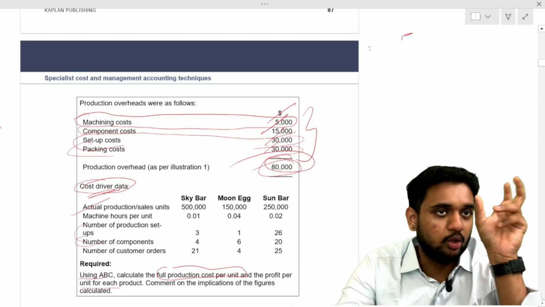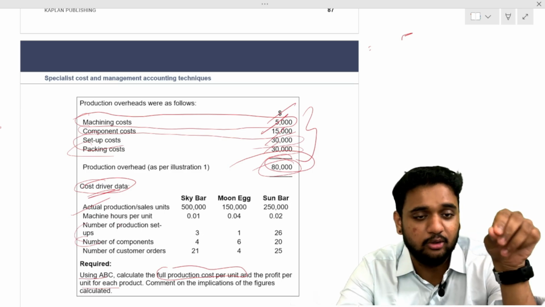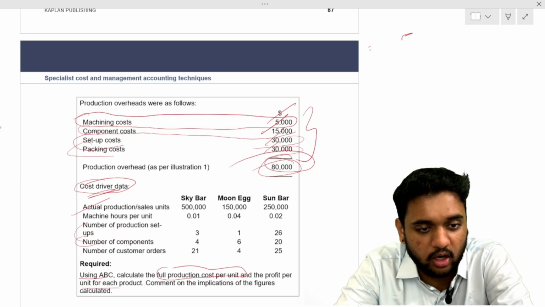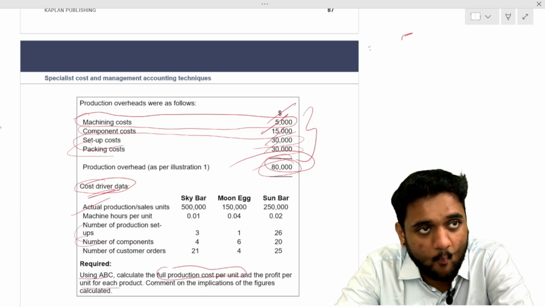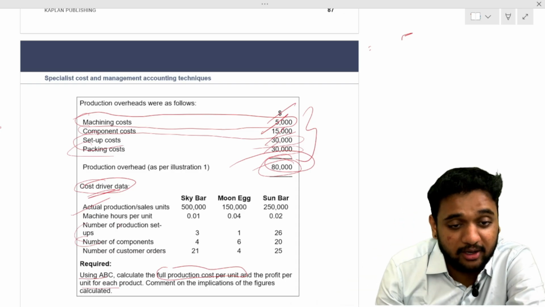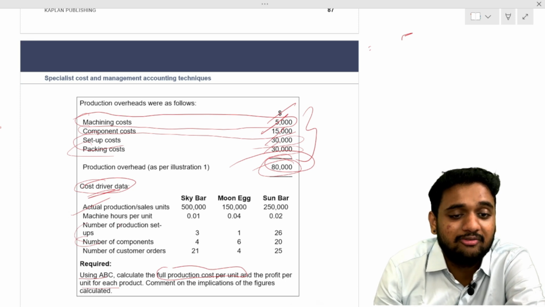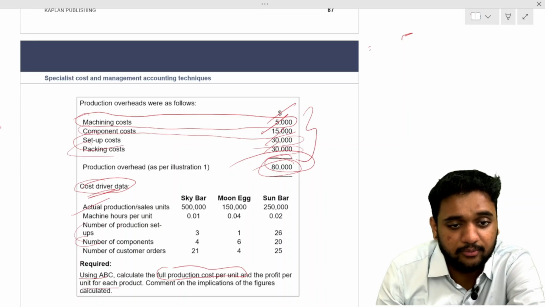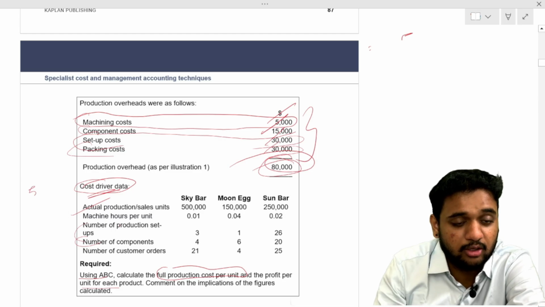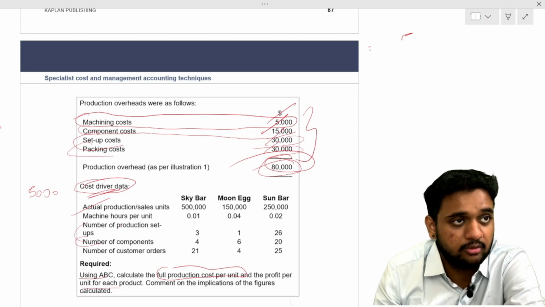What do you have to do? You have to take the total machine cost divided by the total machine hours. How will you find the total machine hours? Add what? Machine hours 5 lakh into 0.1. Exactly. So machine hour per unit is given. Total we are producing 5 lakh units of Sky Bar. So total machine hours will be 5 lakh into 0.1. How much will you get? 5,000. 5 lakh into 0.1 is 5,000.